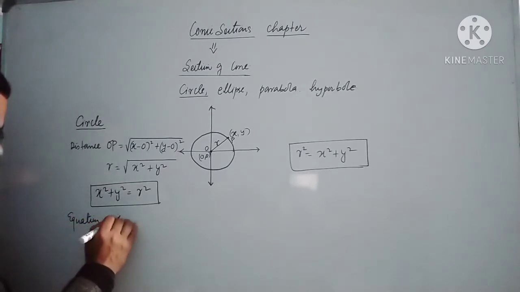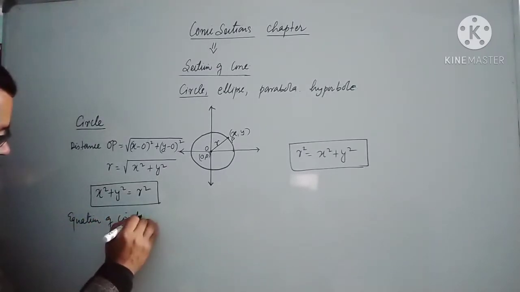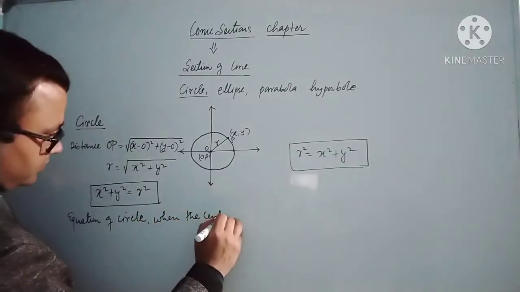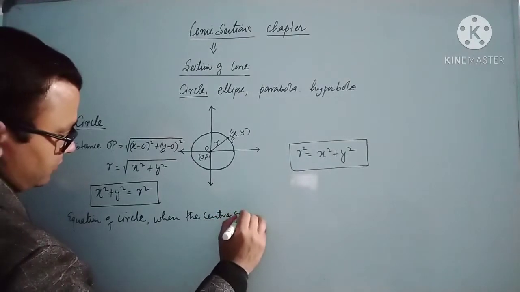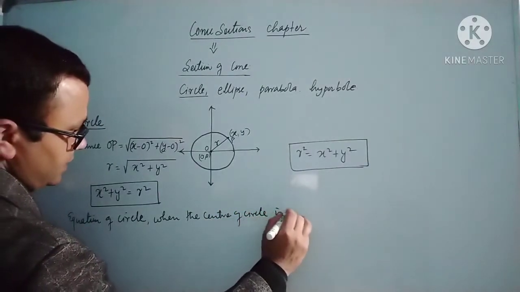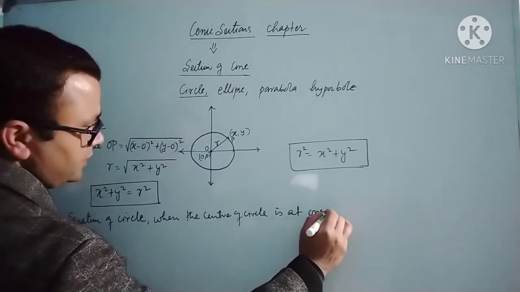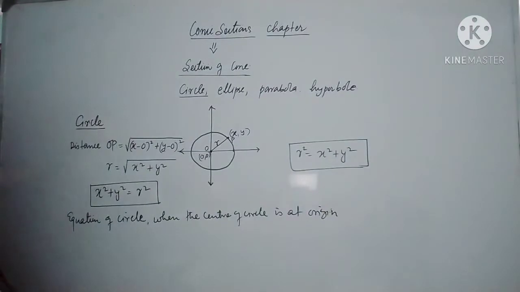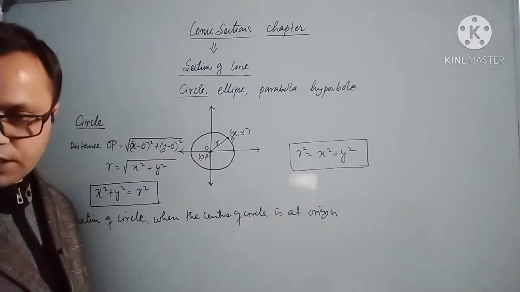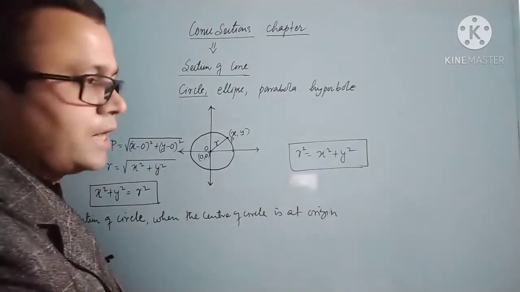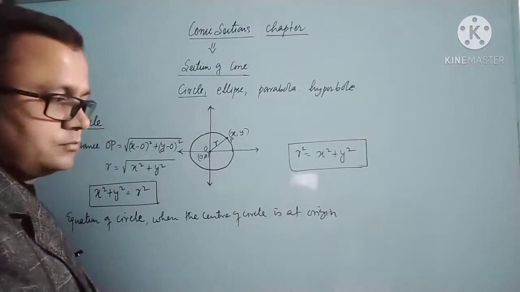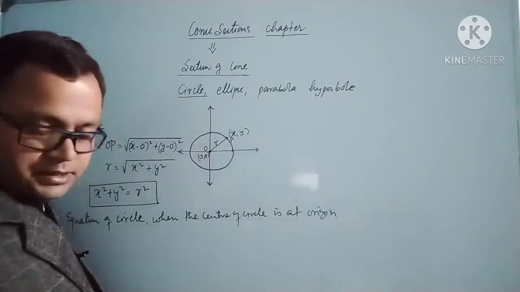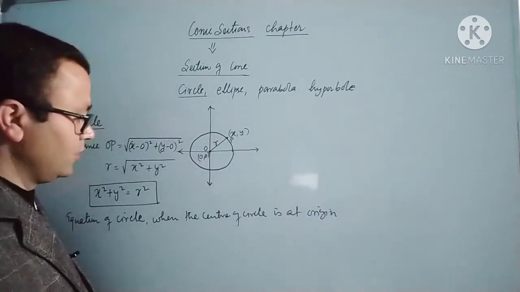Equation of circle when the center of circle is at origin. Now the next case is, if the center is at any point on the Cartesian plane, then the equation of circle will be different.